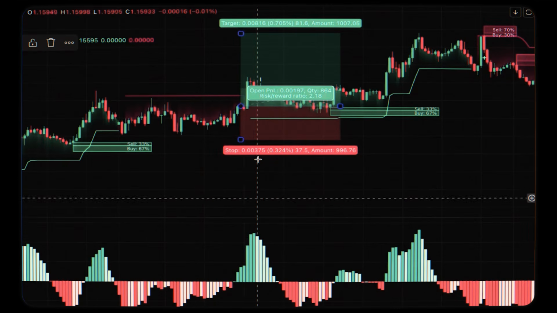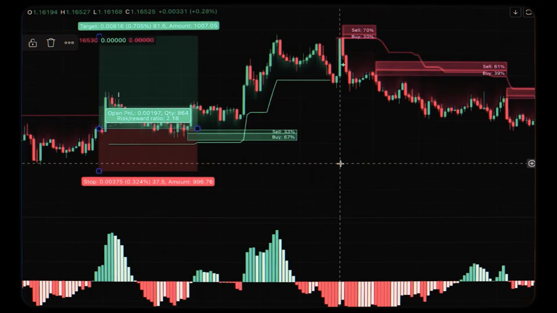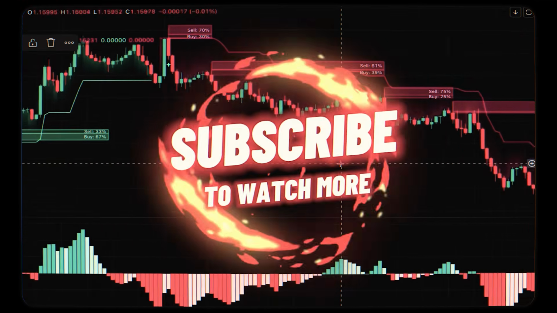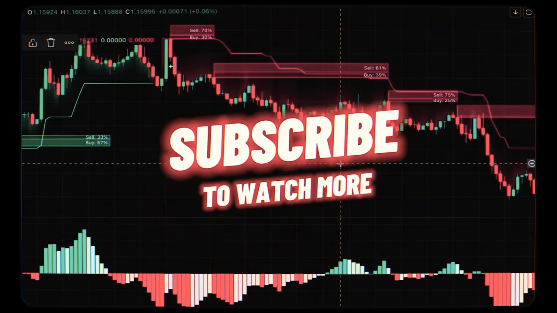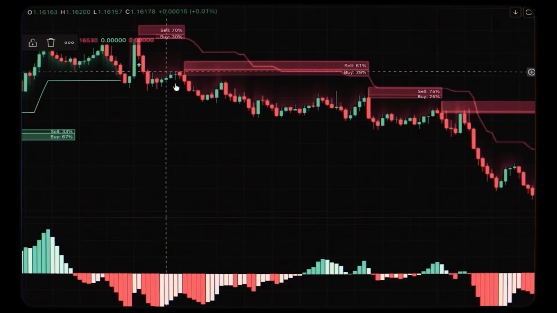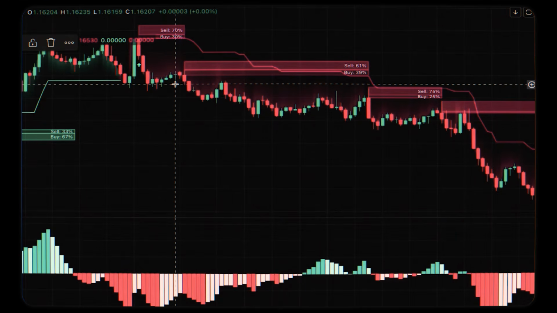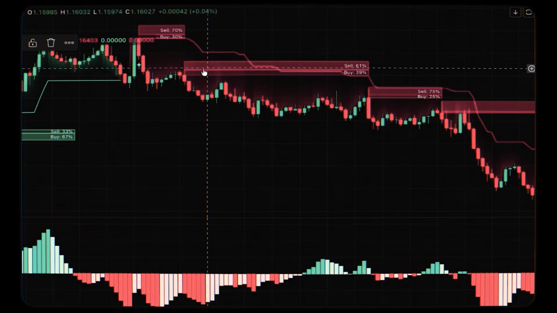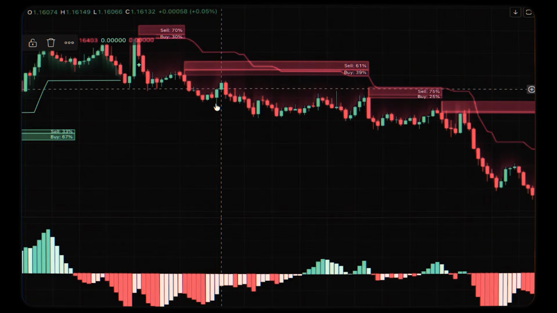Alright, this was a long position setup, and now let me teach you a short position setup. Here you can see that the price went below the line and the line became red, telling us that the market is probably in a downtrend. Then the indicator identified a bearish order block here, and now we should wait for a pullback.